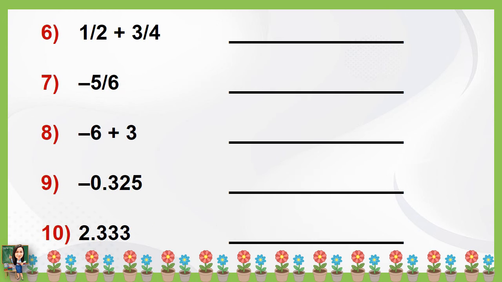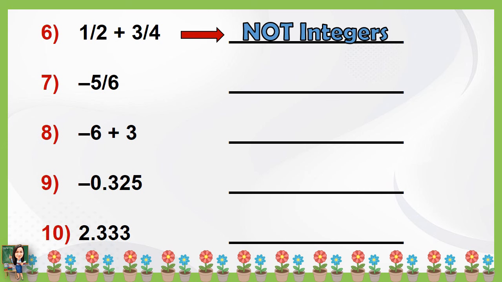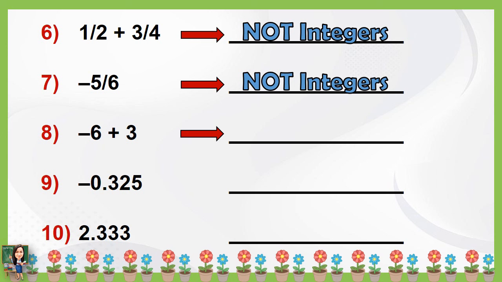Number 6, 1 half plus 3 fourth. Is it integer or not integer? Very good. The correct answer is not integer. Number 7, negative 5 over 6. Is it integer or not integer? Very good. The correct answer is not integer. Number 8, negative 6 plus 3. Is it integer or not integer? Very good. The correct answer is integer.